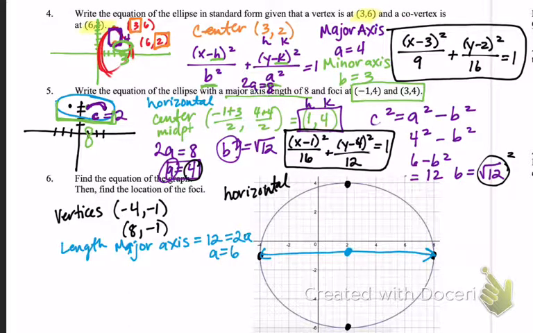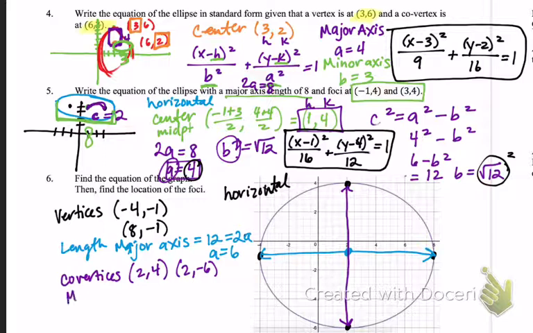Then my minor axis, so my co-vertices are at 2, 4, and 2, -6. So the distance from those would be 8. So 10, I can't add. So minor axis is 10, which equals 2b. And so b equals 5.